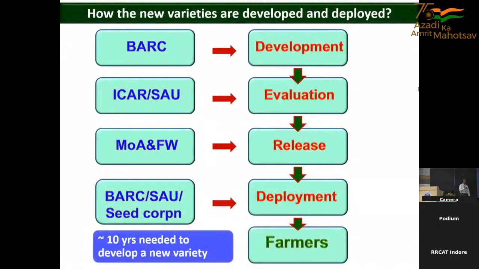So basically the process goes like this. At BARC, we develop the mutant, and after stabilizing the mutant, we give it to the Indian Council of Agricultural Research and state agriculture universities for evaluation. And after evaluation for 3 to 4 years, it will be released by the Ministry of Agriculture and Farmers Welfare through the Gazette notification. Then it will go to BARC as well as state agriculture universities for seed multiplication and further deployment to the farmers. So normally it takes 10 to 12 years for developing one variety.